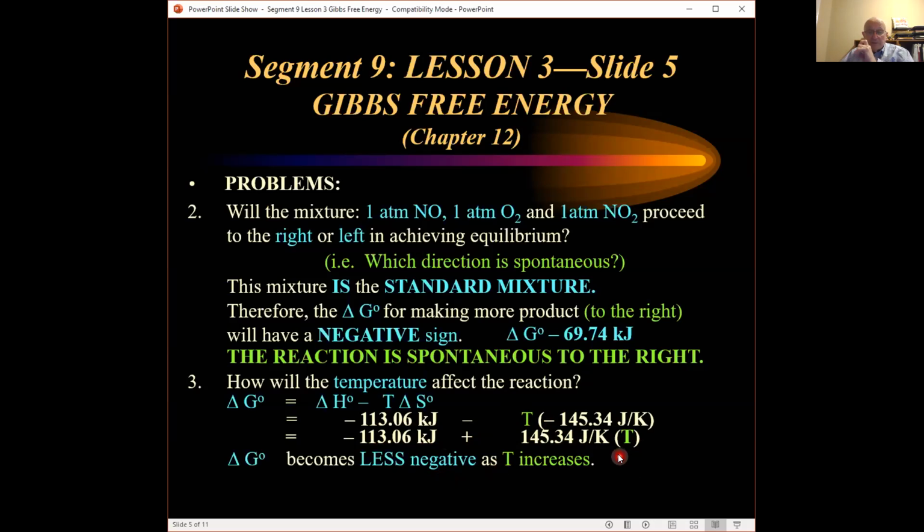So its standard value is at 25 degrees. If we increase the temperature above 25, certainly, it will be less negative. So it gets less favorable as you raise the temperature.